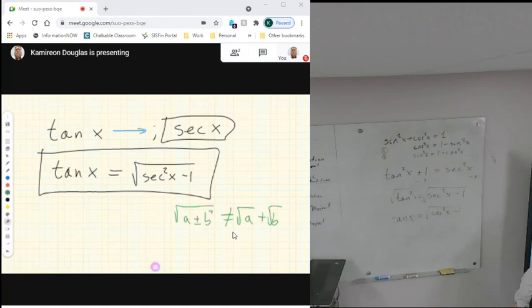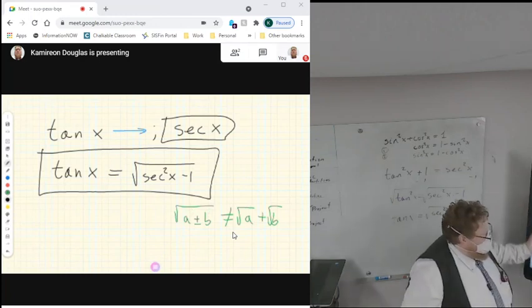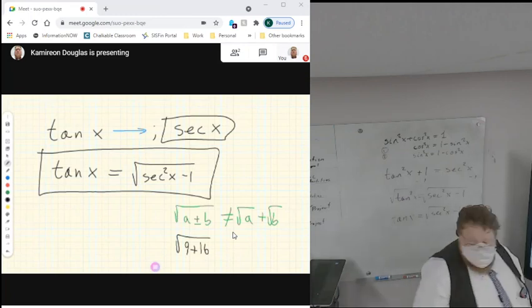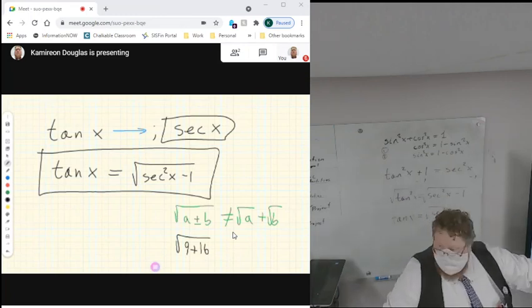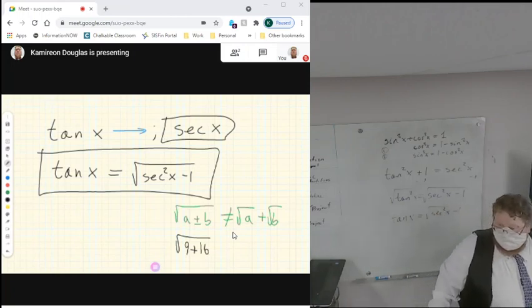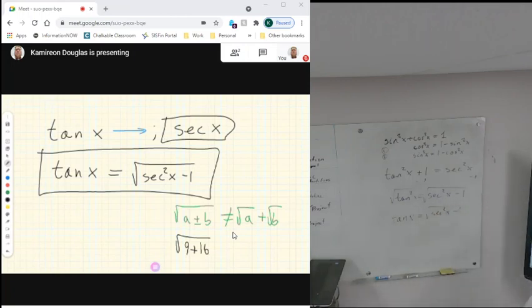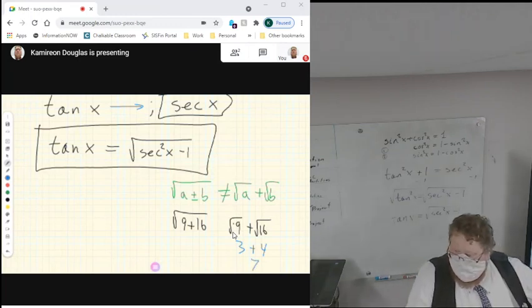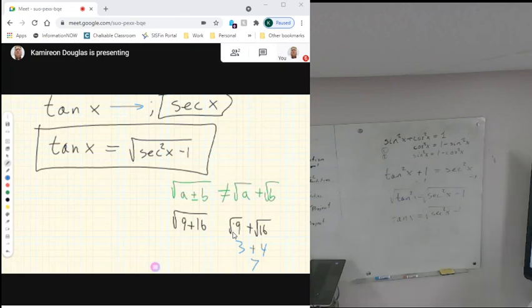I can show this with a real simple example that should be easy to do without a calculator. What if I had the square root of 9 plus 16? Normally we wouldn't split that apart, but let's pretend we use the same logic you just did, that I could split it apart. This would become the square root of 9 plus the square root of 16. The square root of 9 is 3, the square root of 16 is 4, so we get 3 plus 4, which is 7. But on the left-hand side, 9 plus 16 is 25, and the square root of 25 is 5. That's why this doesn't ever work.